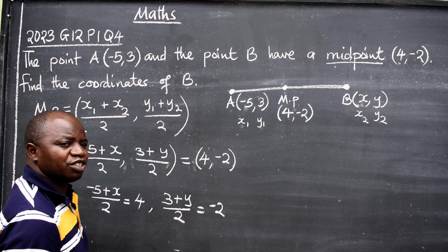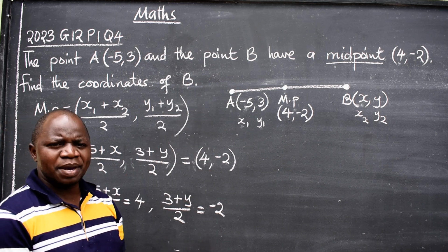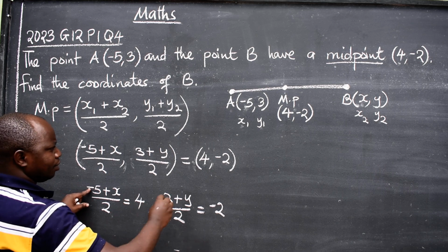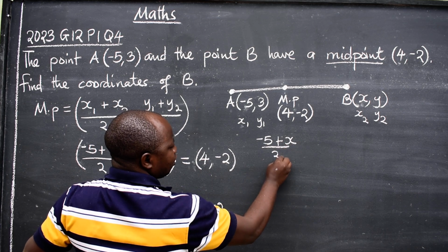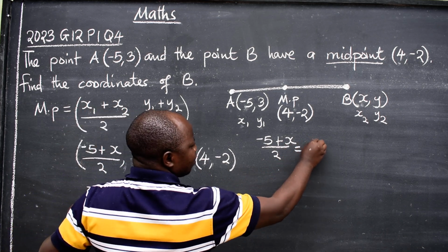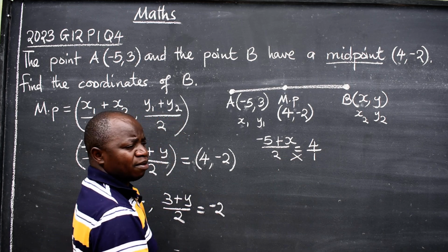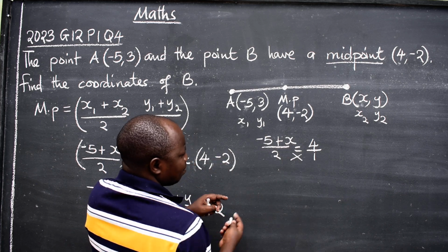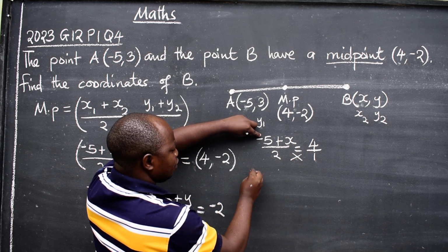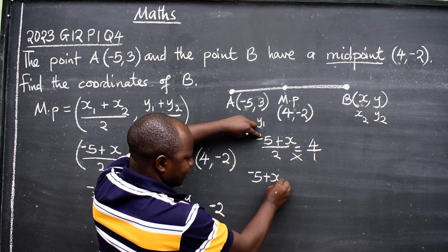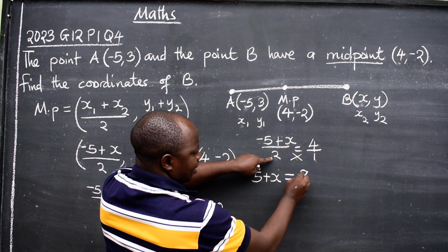Then I'm going to solve these two equations and find the value of x and y, which will be the coordinates of B. So I'll get the x: -5 plus x divided by 2 equals 4. This is a fraction, also make the other side a fraction, then cross multiply, because there is equal sign here. So it will be -5 plus x times 1, which will be -5 plus x, is equal to 2 times 4, it will be 8.